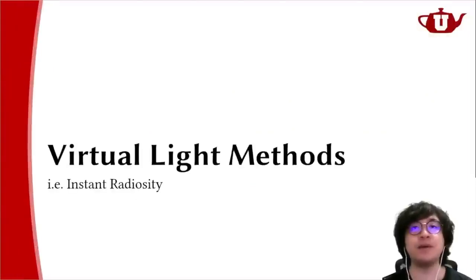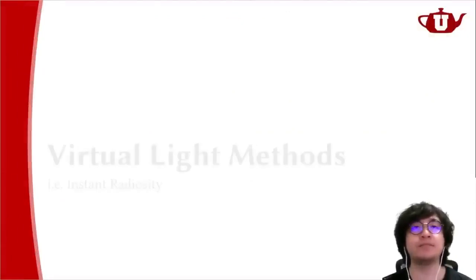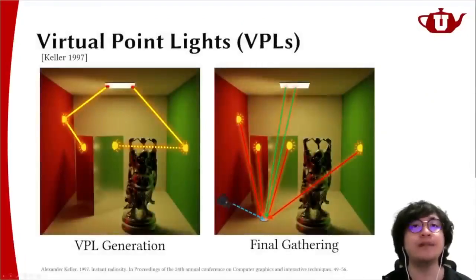Before introducing our method, let's recap the prior work on virtual light methods. Rendering with virtual lights, also known as instant radiosity, is a two-pass algorithm. In the first pass, we trace random light paths and place virtual lights at each vertex along these light paths. The second pass is final gathering. Indirect illumination is handled by computing direct illumination from all virtual lights.